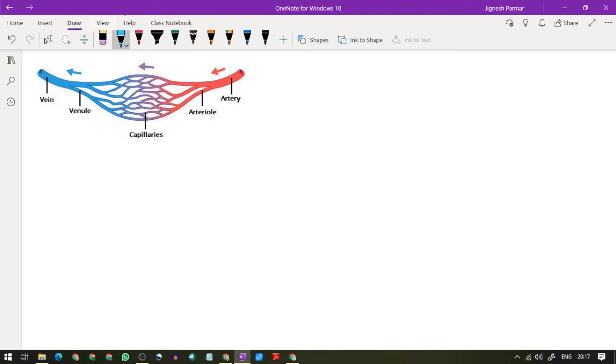Yes, dear student, in the last session we studied how blood can circulate through the whole body through the pump of a heart that we discussed. Now, in this session we will talk about blood vessels.